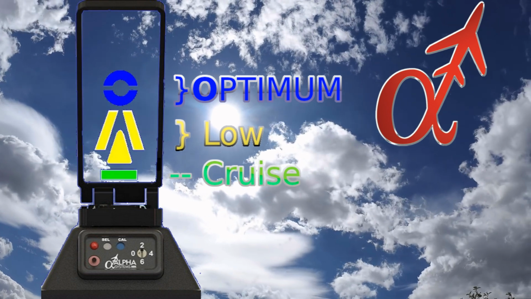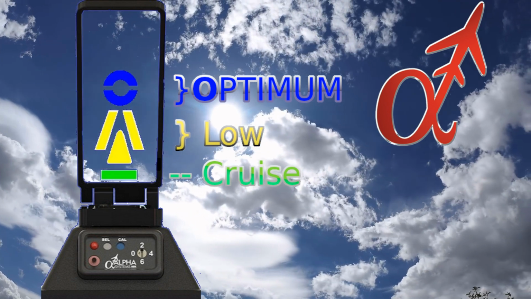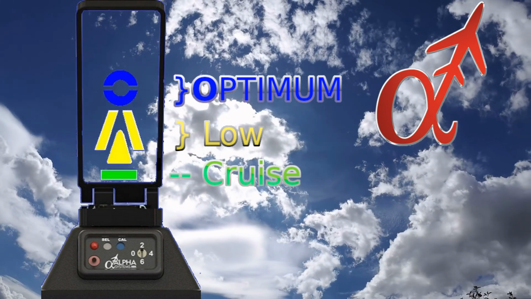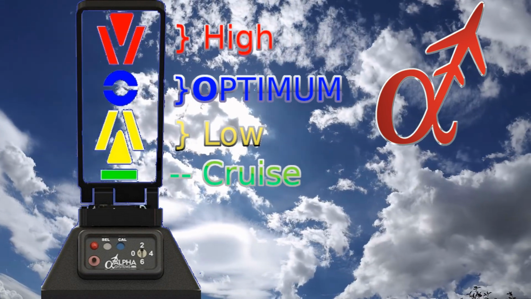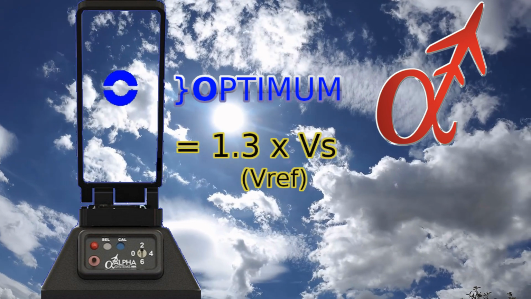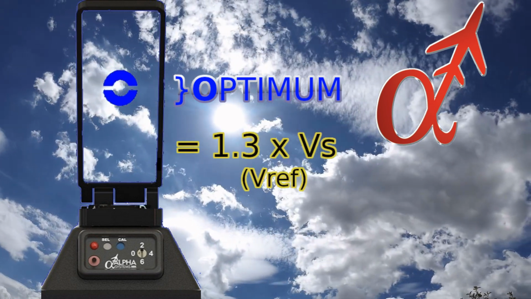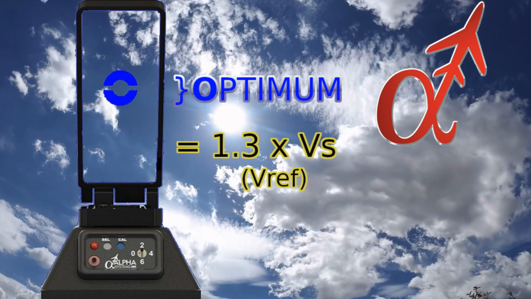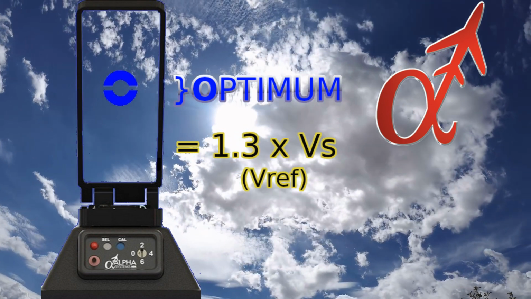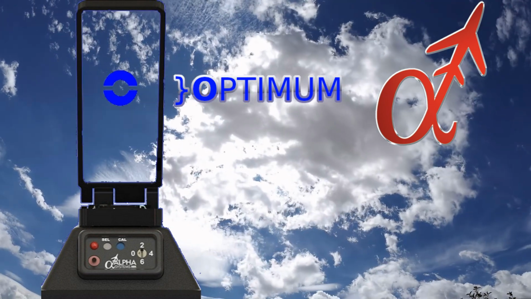The blue donut is what is considered to be the optimum alpha, where the lift of the wing is at its approximate maximum, but on the safe side of critical alpha. The red chevron and red triangle are considered to be high alpha. Optimum alpha is normally calibrated to be 1.3 times your aircraft's VS, also commonly referred to as your VREF, which is 30% prior to the stall point.